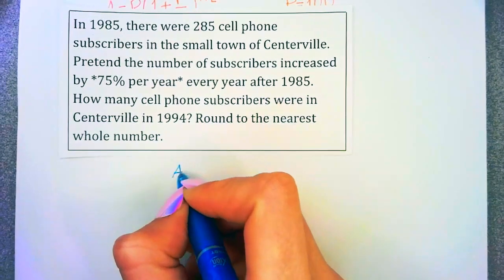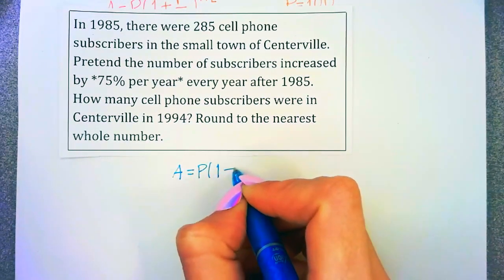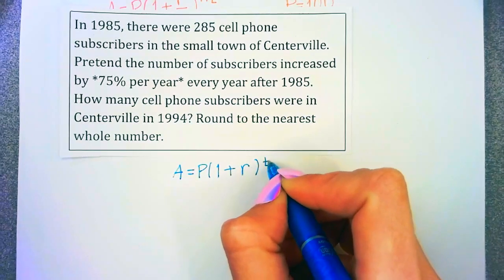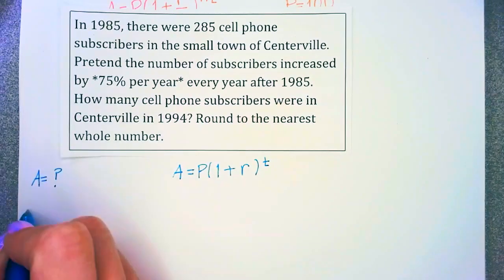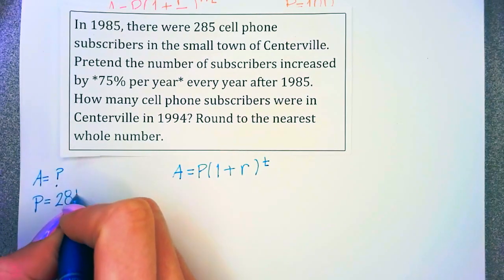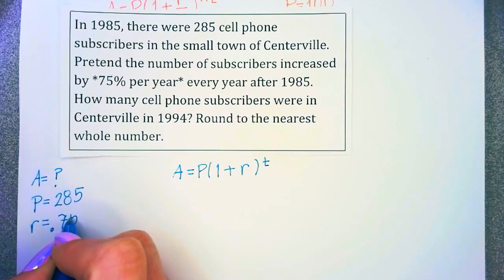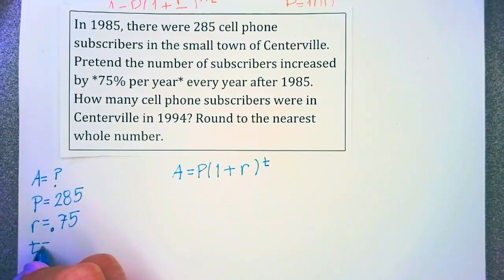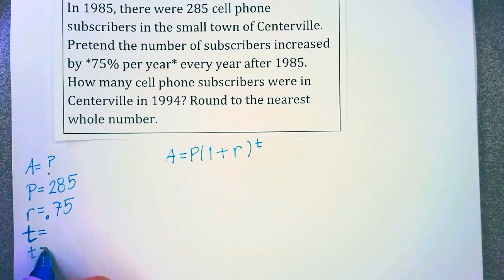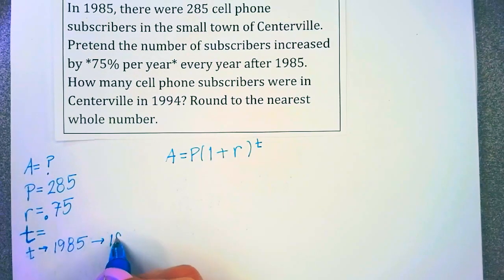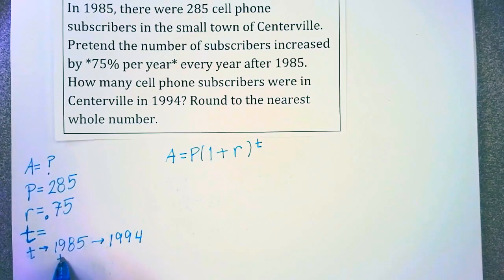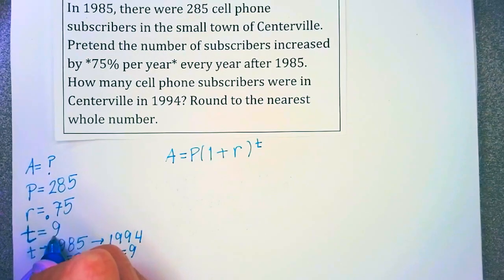I'm going to use A equals P times the quantity of 1 plus R to the T. It's not a banking problem, so I really don't need the N value that I've seen in the other equation. My initial value P is 285. My rate is 0.75. T is the number of years. Since this problem starts with its initial value of 285 cell phone subscribers in 1985, I'm going to let 1985 equal year 0. How many years have passed since 1985? All we need to do is subtract, and we'll get that T is 9.